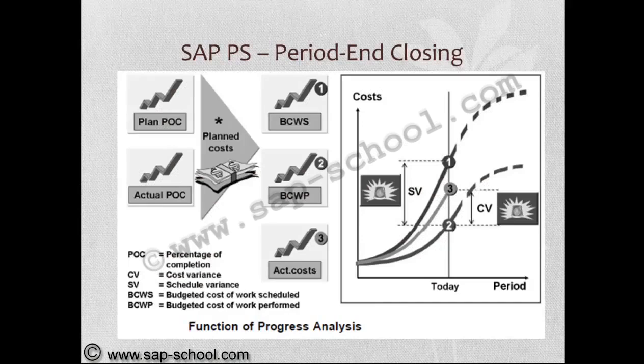Now, the functions of progress analysis we can see over here. We are using various terms like percentage of completion, cost variance, schedule variance, budgeted cost of work scheduled, budgeted cost of work performed. So these figures, BCWS, BCWP, and actual cost, will be evaluated at a given date. One is with the time variance, one is with the cost variance.